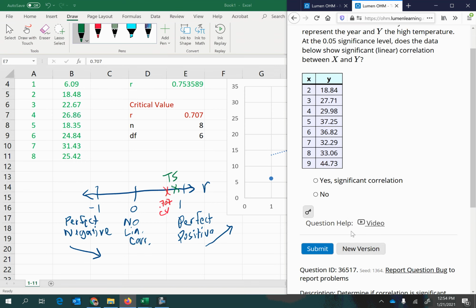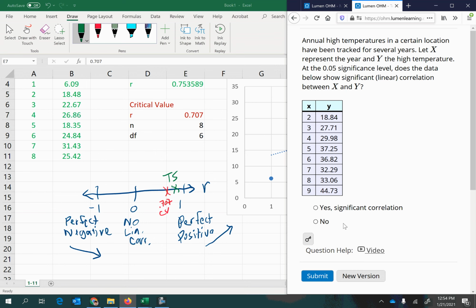And so the next question is the same deal. If you regenerate these, you can do them as many times as you want, but we'll go on to the next question.